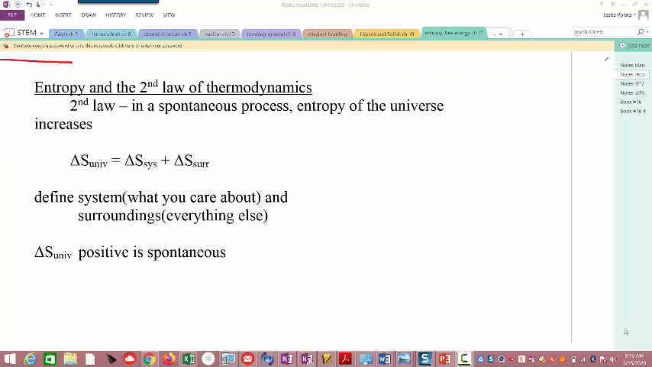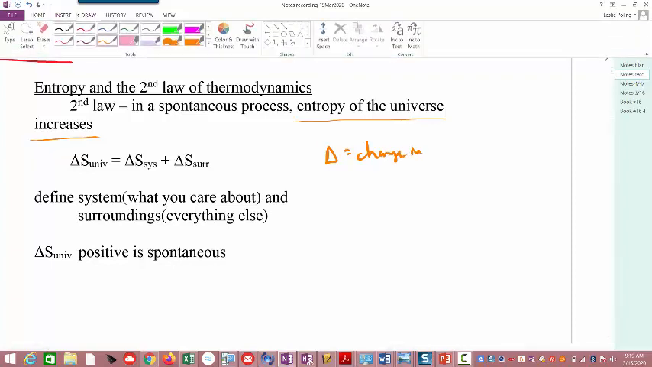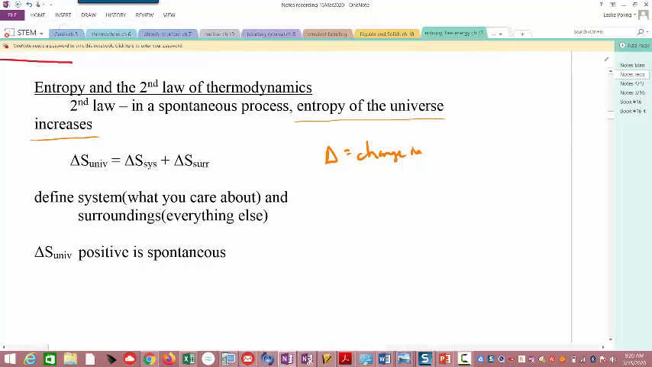All right, so now we're at the second law of thermodynamics. In a spontaneous process, entropy of the universe increases. So delta S, remember, whenever we have delta, that means the change in. So delta S of the universe equals delta S of the system plus delta S of the surroundings.